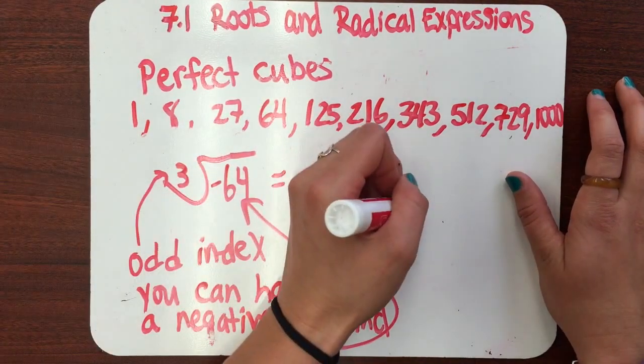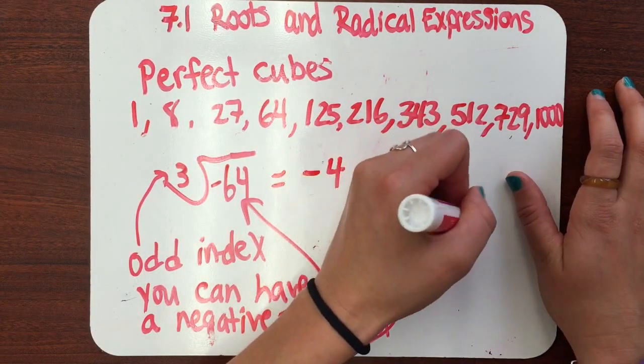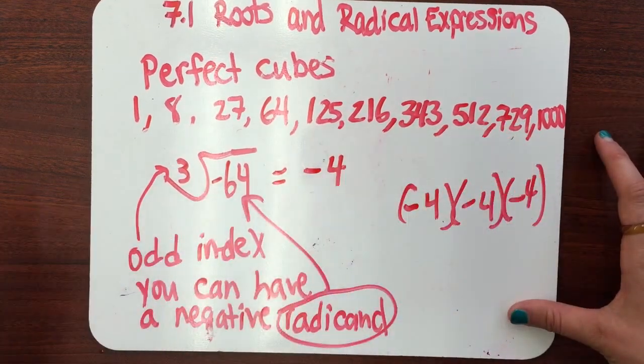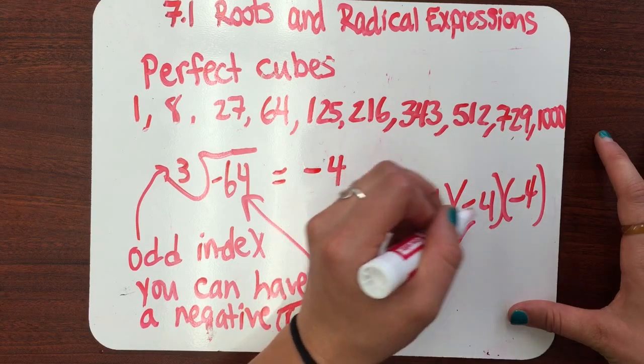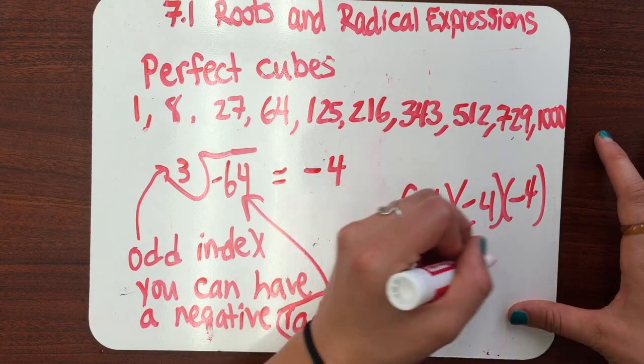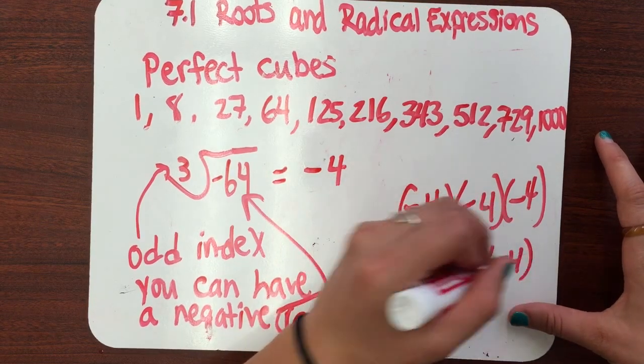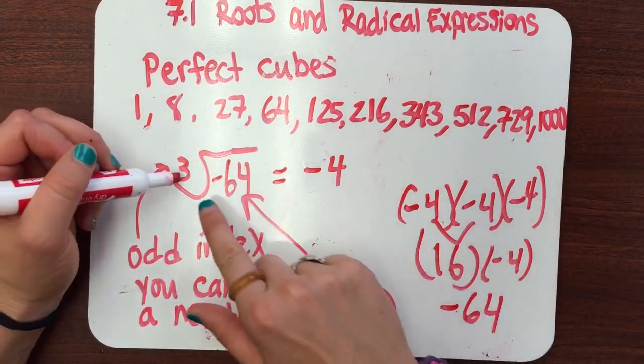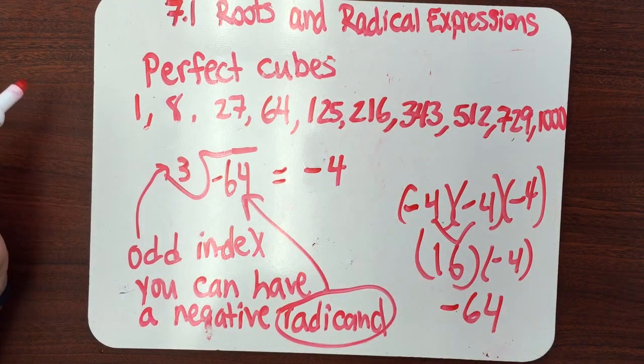And that's because negative 4 times negative 4 times negative 4 will be negative 64. Negative 4 times negative 4 is a 16. And 16 times negative 4 is negative 64. So that's why the cube root of negative 64 is negative 4.